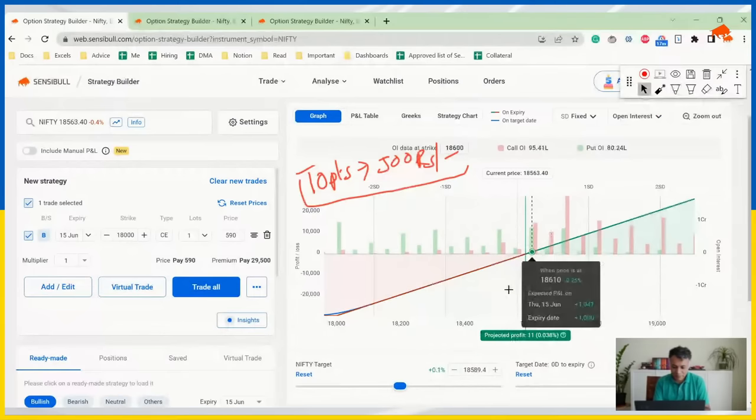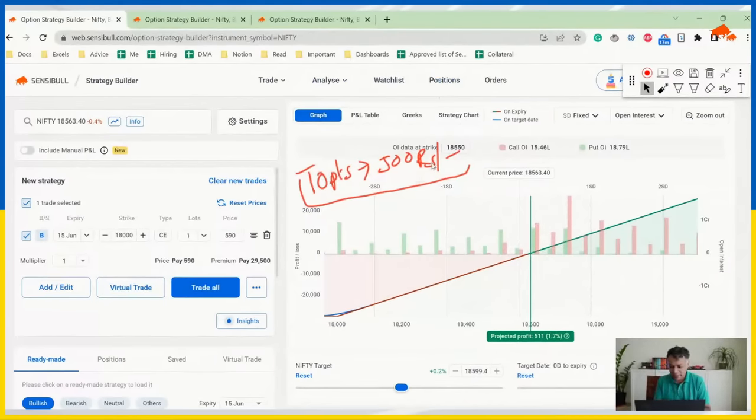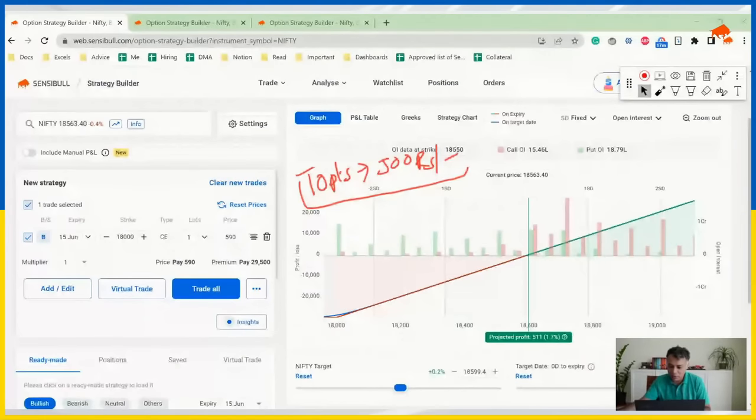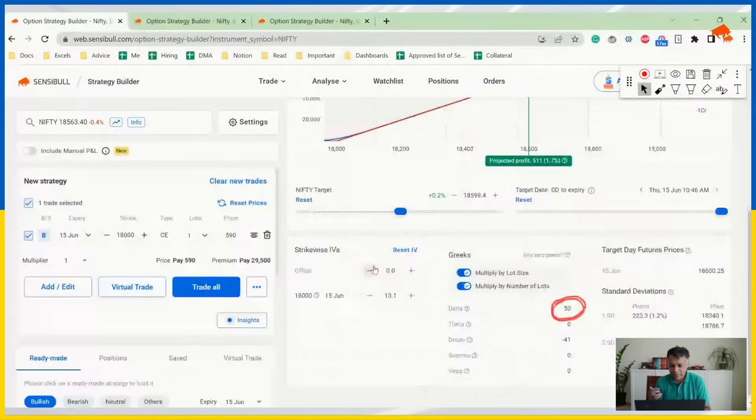So now you can see I don't make any profit on this. Now I'm going to increase it by 10 points. When I moved the underlying by 10 points on an ITM option, I made 500 rupees. Right? And you can also see here that the delta reads 50. It means that for every 1 rupee the underlying moves up by, I gain 50 rupees. Right? That's the meaning of delta.